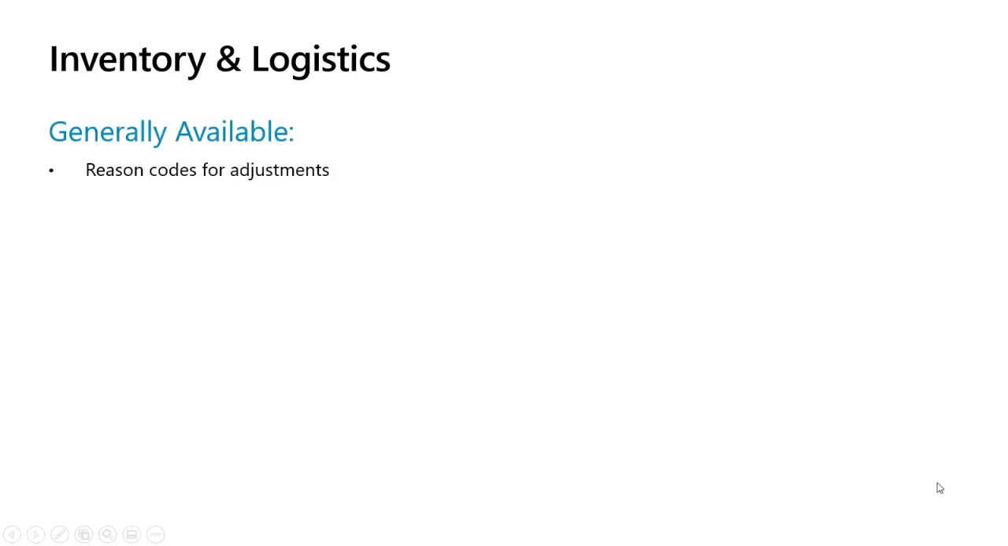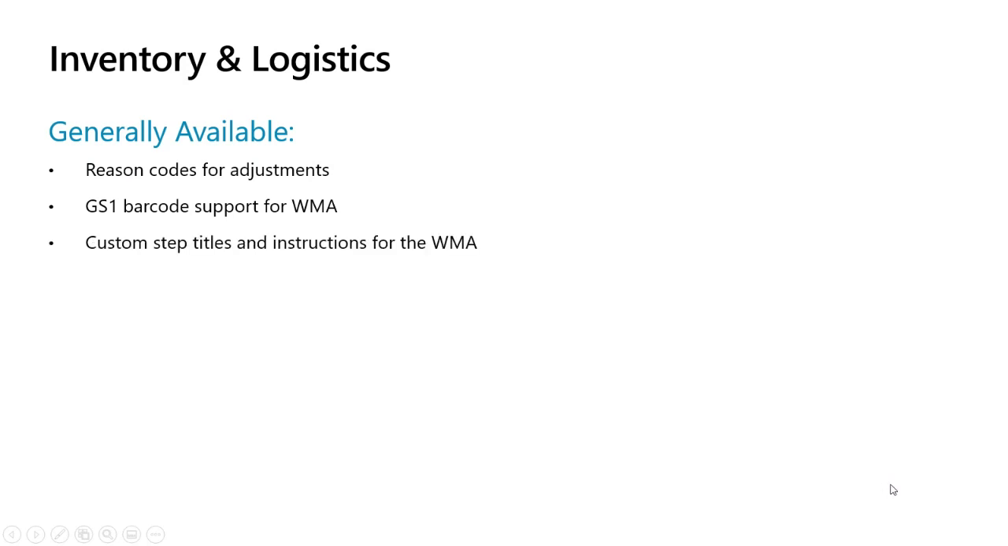So here is the overview of each of the features we're going to go through. It starts with the reason codes for adjustments from the warehouse mobile application, as well as GS1 barcode support in the app. Another app feature is the custom step titles and instructions. We then have some performance features. This one is around the manual packing and closing and reopening containers within warehouse management.